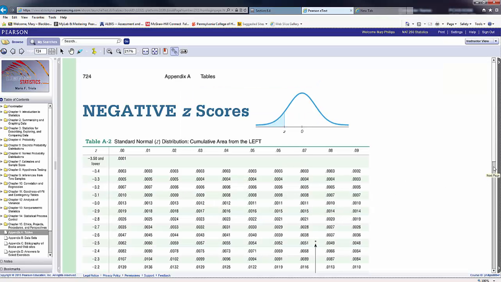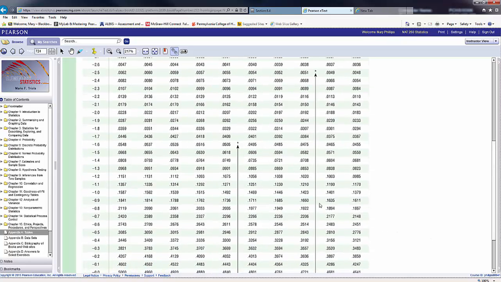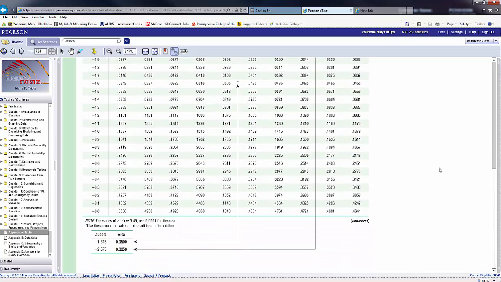So here is my z-score chart, and I'm looking for an area, and I'm looking for that area to be 5%. So it looks like that would be right here where this little star is. Right between here is 0.05 and 0.0495. And that little star goes down to the bottom of my z-score table. And so it says down here that the area of 5% has the z-score negative 1.645.